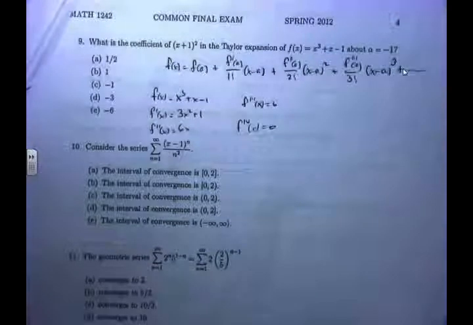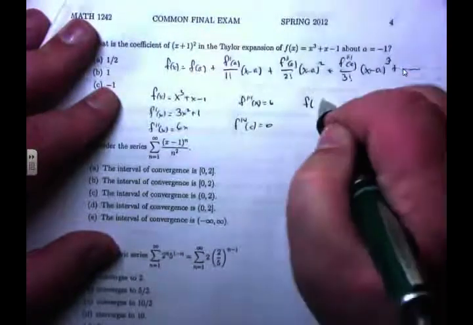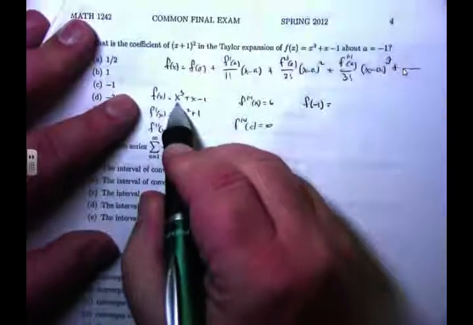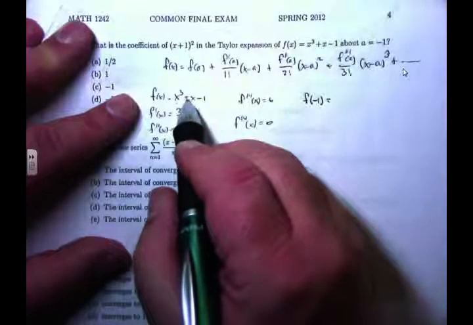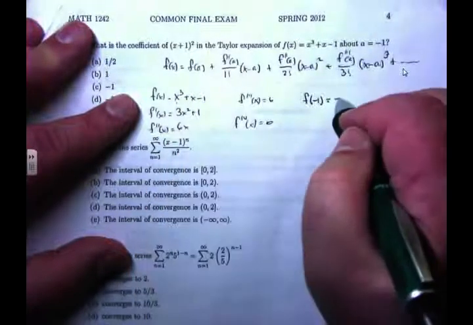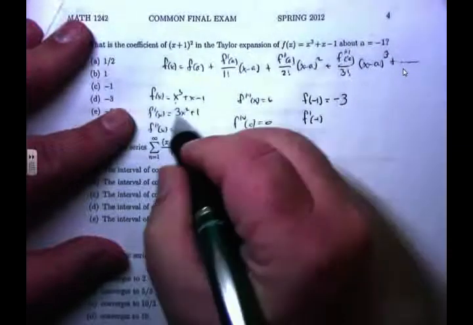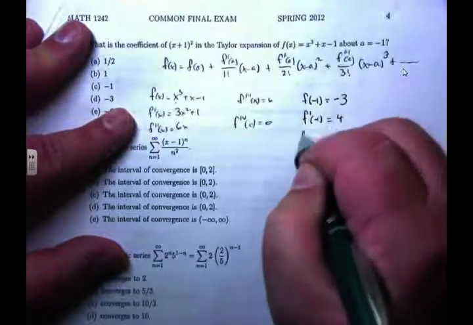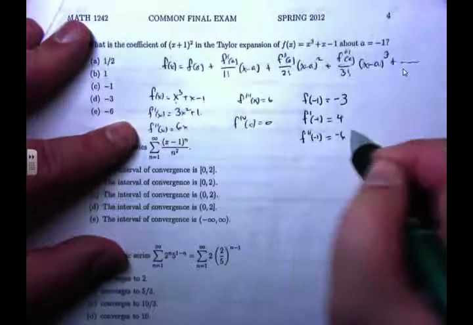Does that make sense? But now, to plug it into this series, you've got to have f of your centering point, which is negative 1. So f of negative 1. Now I'm going to plug it in here because I'm going to run out of room if I don't. Negative 1 cubed is negative 1, plus negative 1 minus 1. Negative 1, negative 1, negative 1 is negative 3. f prime of negative 1. Negative 1 squared is 1, times 3 is 3, plus 1 is 4. f double prime of negative 1. 6 times negative 1 is negative 6.